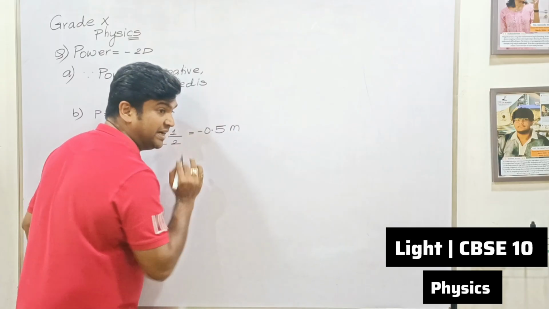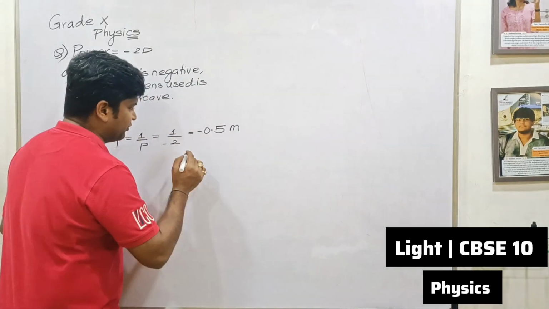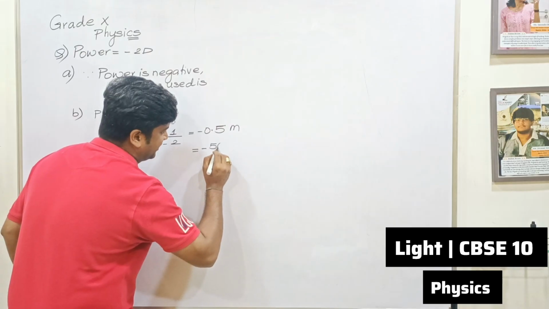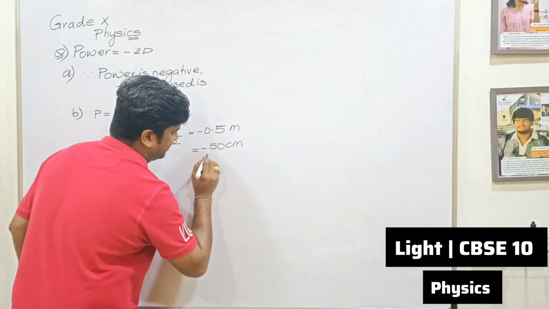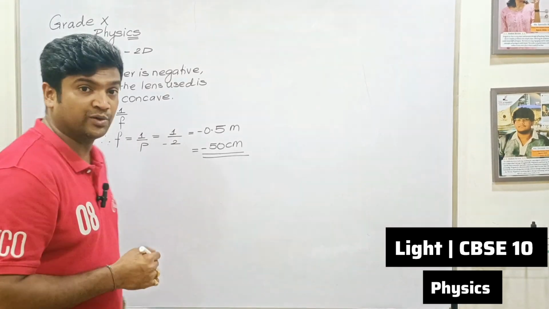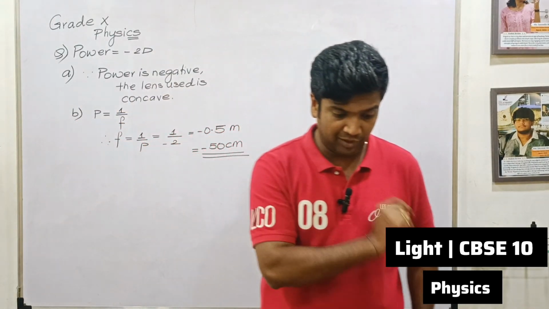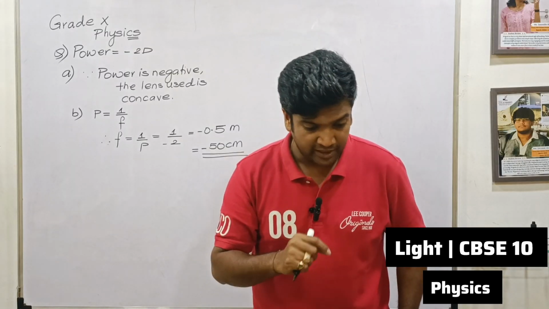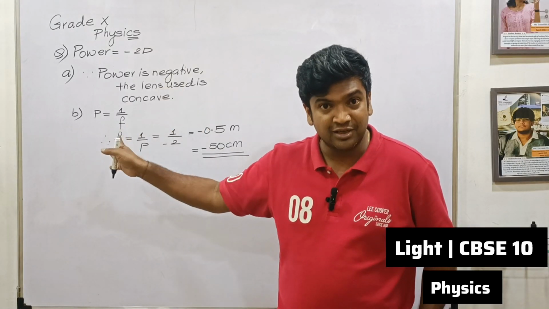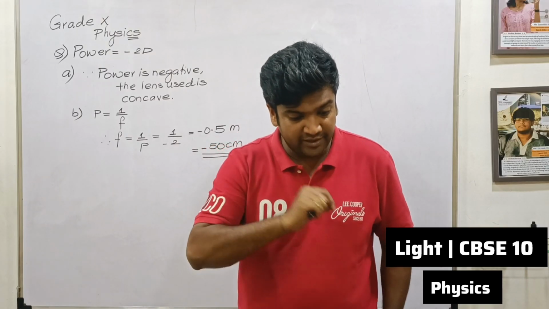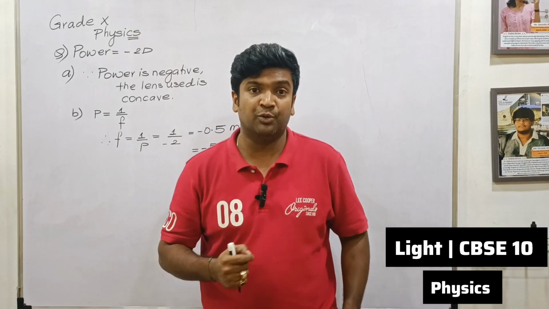This would be in what? Meters. Okay, if you want to keep in centimeters, no problem. I'll just multiply by 100. I'll be getting 50 centimeters. So focal length is also ready. Second question done. One more question. An object is kept at 10 centimeter in front of this lens of power, -2 diopters. Find the distance where the image is produced.